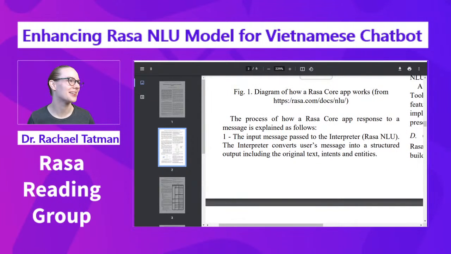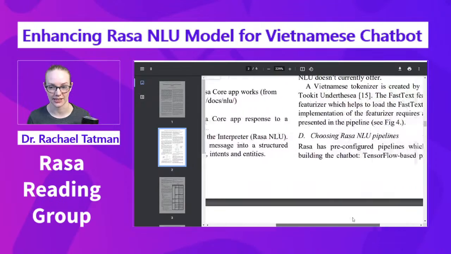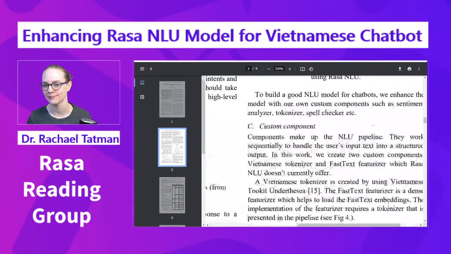Oh, that's literally what they're going to say right here. I should read before I just talk through things. The process of how Rasa core responds to the message is explained as follows. The input message is passed to the interpreter, Rasa NLU. The interpreter converts users' messages into a structured output, including the original text, intents, and entities.